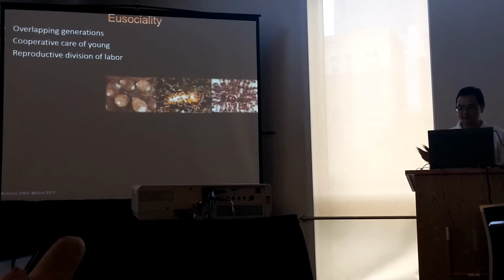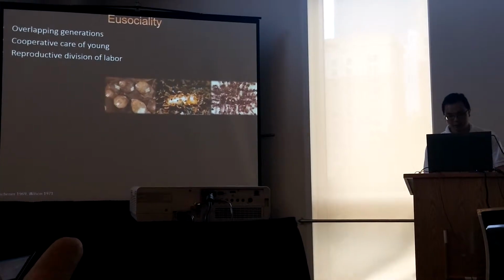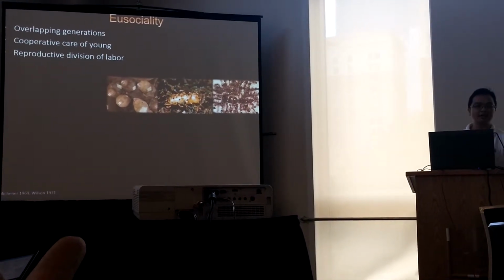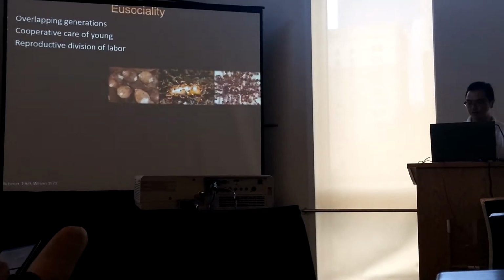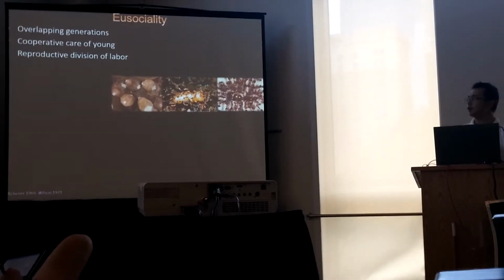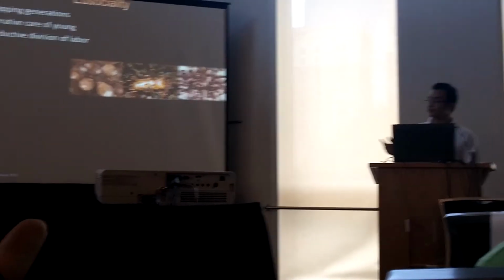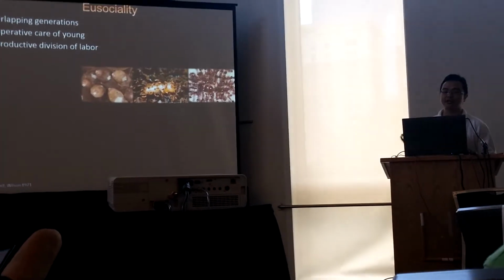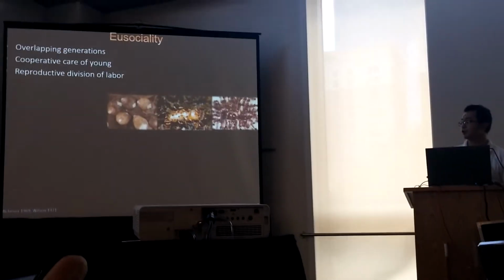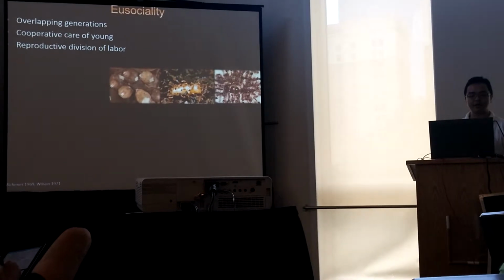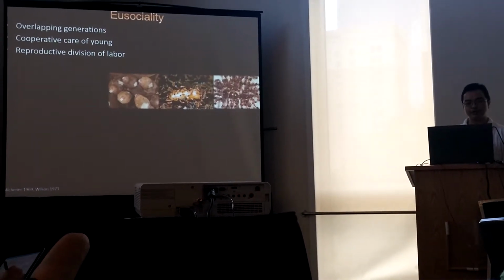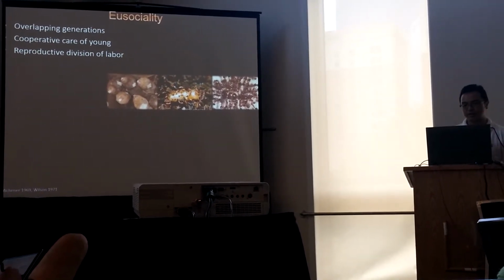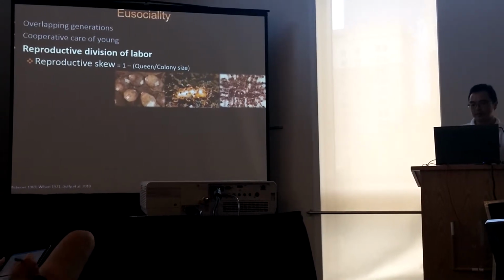You are likely all familiar with eusocial ants, bees, and termites, and possibly the two eusocial mammal species. All of these eusocial animals form big colonies and share common characteristics, including overlapping generations, cooperative care of young, and reproductive division of labor. And this is the latter term that I want to focus on here.